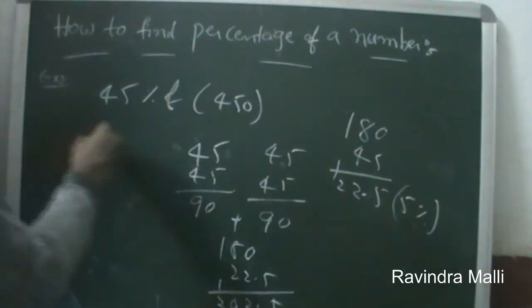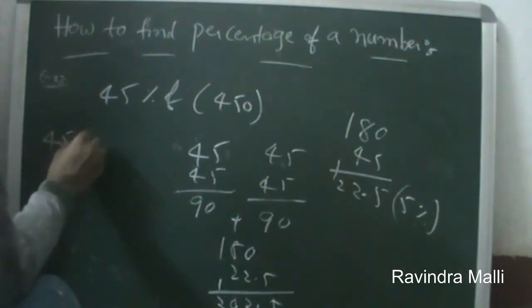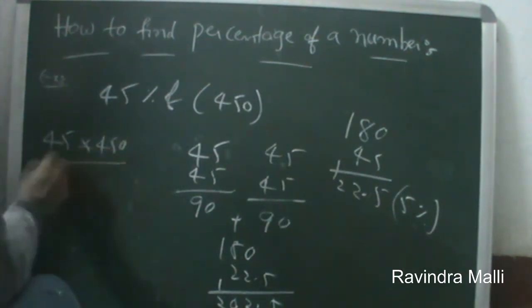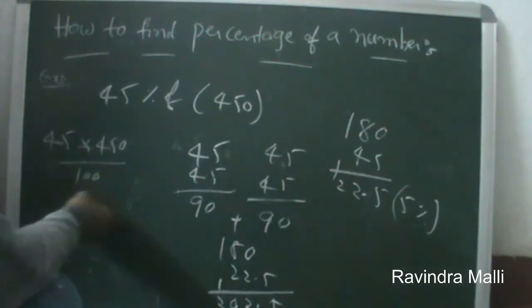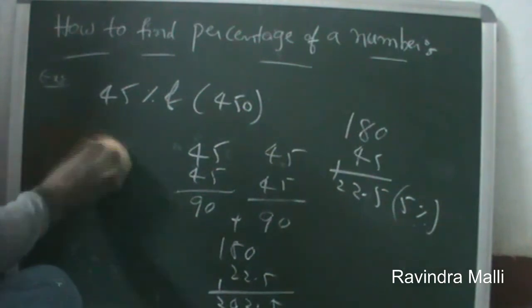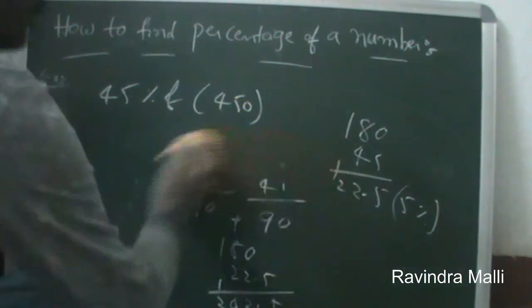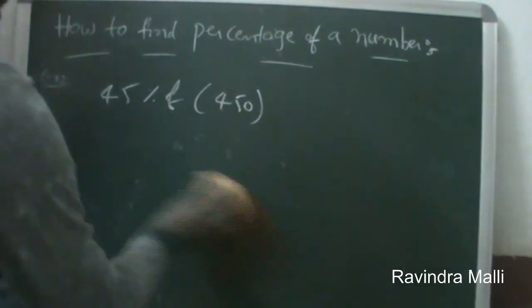If you want to solve it by using 45 into 450 by 100, it is a little difficult task. Or else we have 45 squared, that is also an easy method. So this is about percentage calculation.